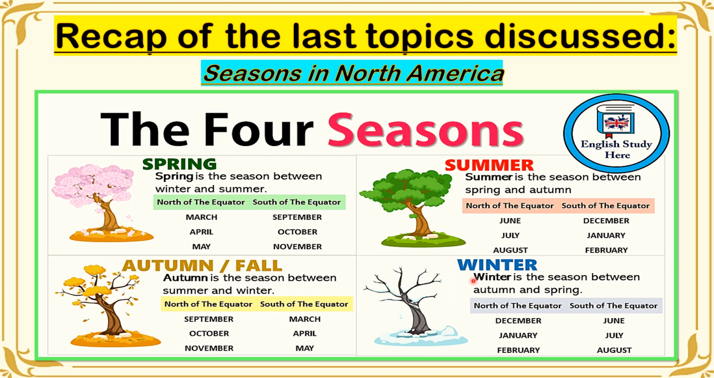Winter. Winter is the season between autumn and spring. North of the equator, December, January, February. South of the equator, June, July, and August.